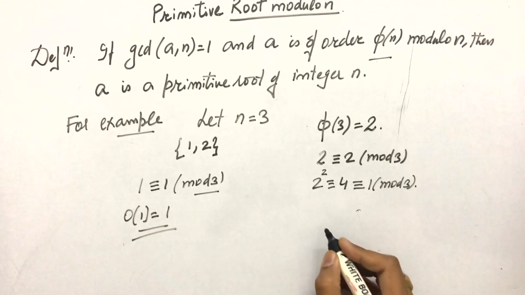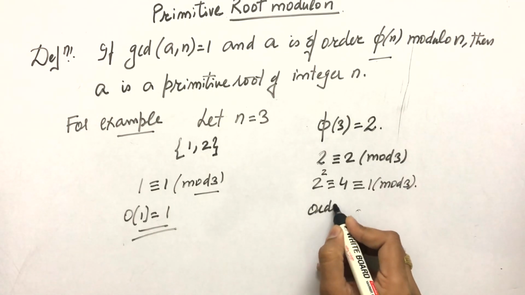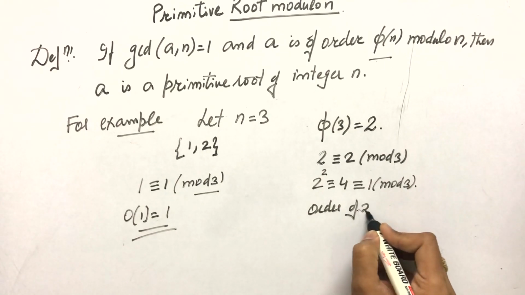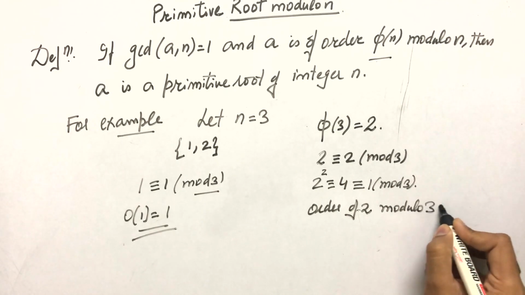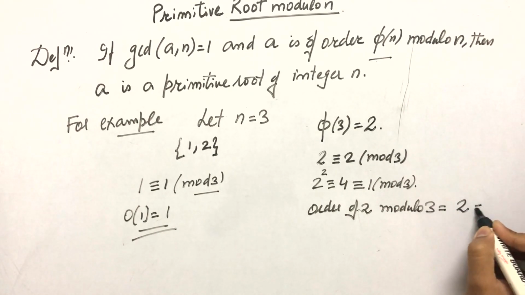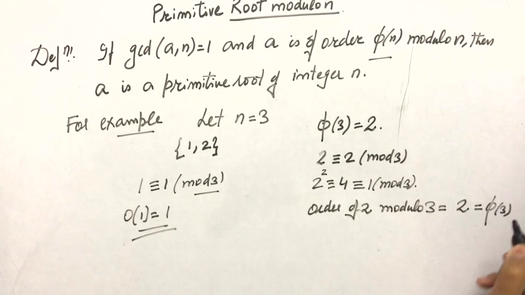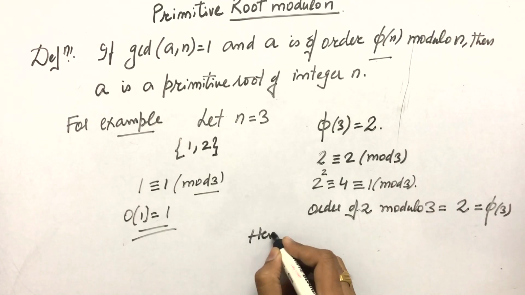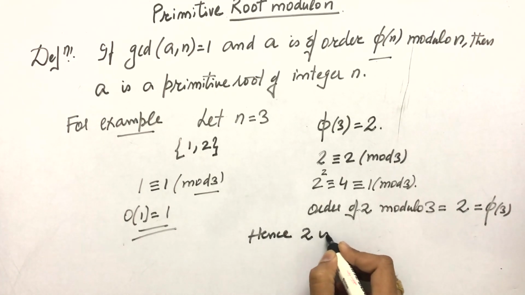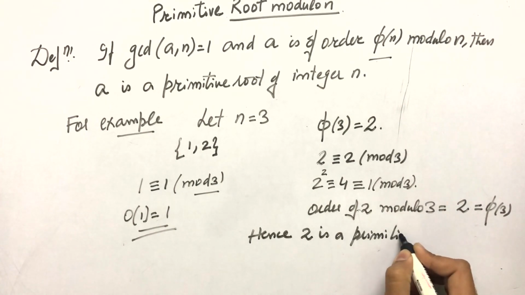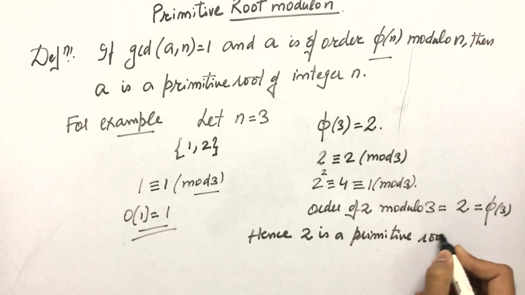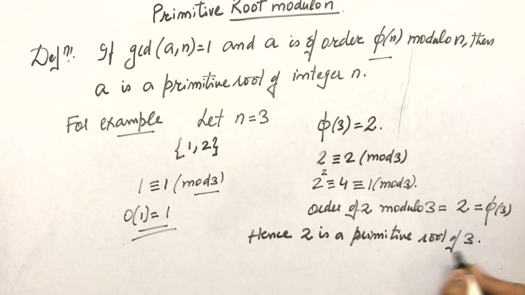So this means that the order of 2 modulo 3 is equal to 2, which is phi of 3. Hence, 2 is a primitive root of 3. So I hope you got an idea what a primitive root is.